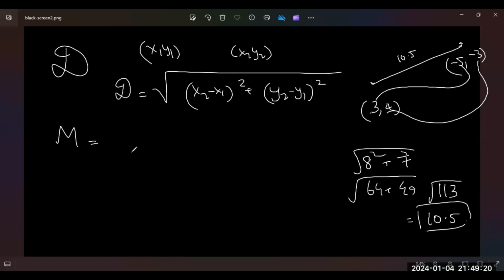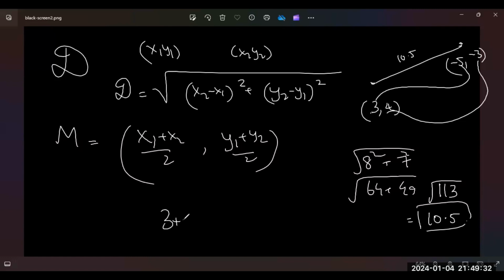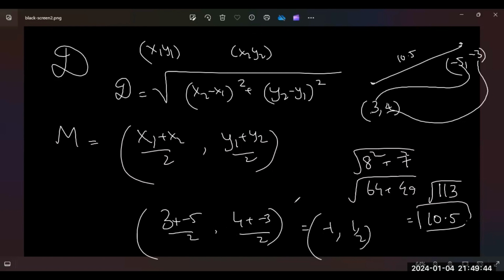What about the midpoint? The midpoint is given by simply the average of the coordinates: (x1 plus x2) by 2, (y1 plus y2) by 2. For the same example, (3 plus minus 5) divided by 2 and (4 plus minus 3) divided by 2. It will be minus 2 by 2, which is minus 1, and 1 by 2. So minus 1 comma half will be the exact midpoint between them. Write down this formula quickly.